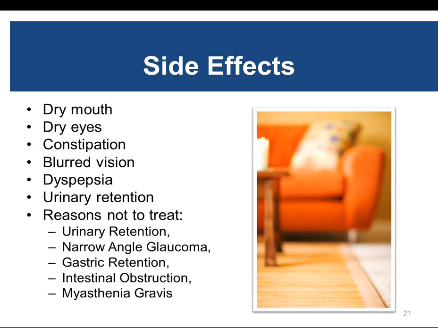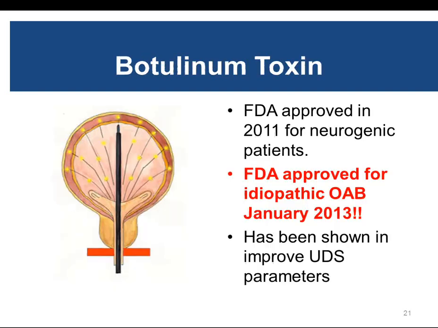And then reasons not to have medication are urinary retention, narrow angle glaucoma, which is different from wide angle glaucoma, and ultimately if that's a concern, we'll just get in touch with your ophthalmologist. Problems emptying your stomach, history of intestinal obstructions, and myasthenia gravis.